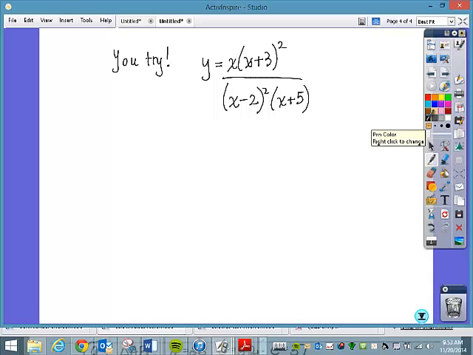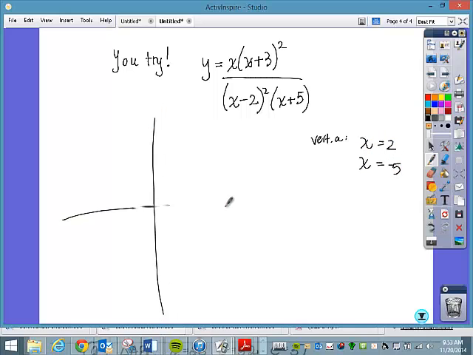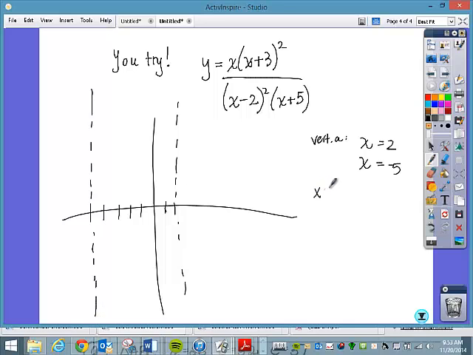Alright, where are my vertical asymptotes? They're at 2 and -5. Okay, where are my x-intercepts? X-intercepts are at 0 and -3. Where is my horizontal asymptote?